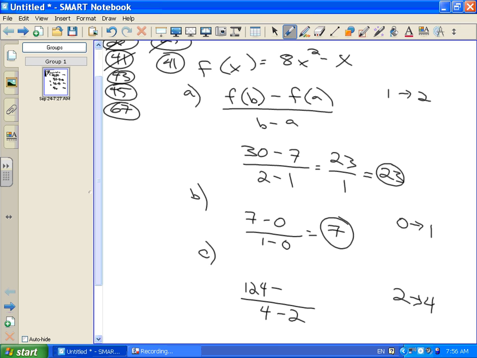What did we get when we plugged 2 in last time? 30. So what am I going to get on the top? 94 over 2. So that one simplifies to 47.